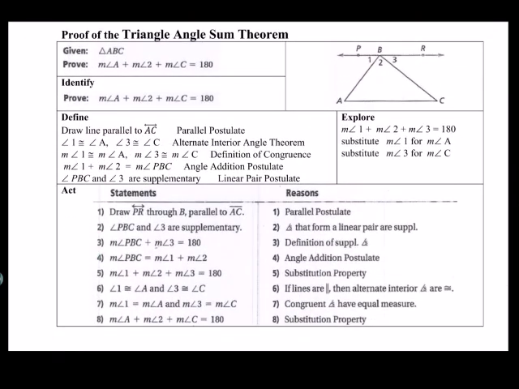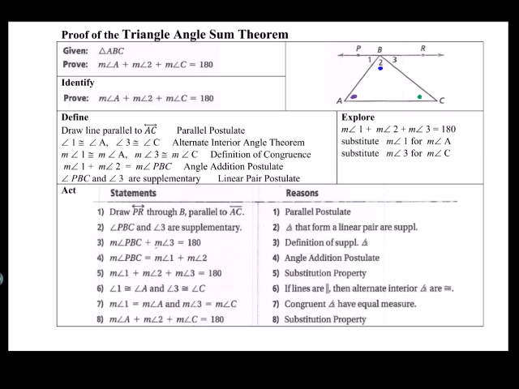Now let's do the proof of the triangle angle sum theorem. You know this is my favorite. So we are given triangle ABC, and we want to prove that the measure of angle A, so that's this guy right here, plus the measure of angle 2, that's this guy right here, plus the measure of angle C, sums to 180. That's our triangle angle sum theorem.